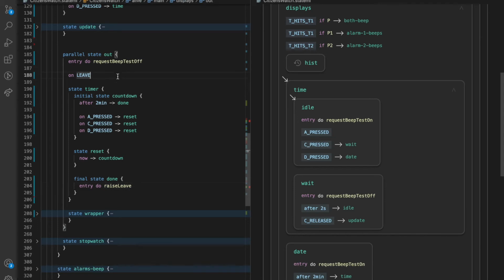Is leave good? Go to time. So I think this is what you're saying. After 2 minutes, we don't even need a final. No, I guess we should. I'd probably say idleness timeout or something, because leave is very general. True, because it's being raised, it's actually going to every region. Yeah, oh yeah, this is a lot better. Okay.